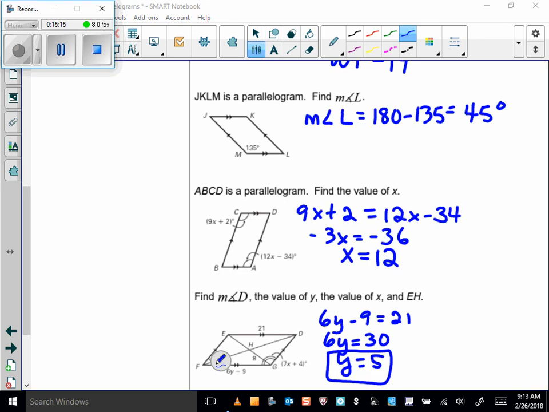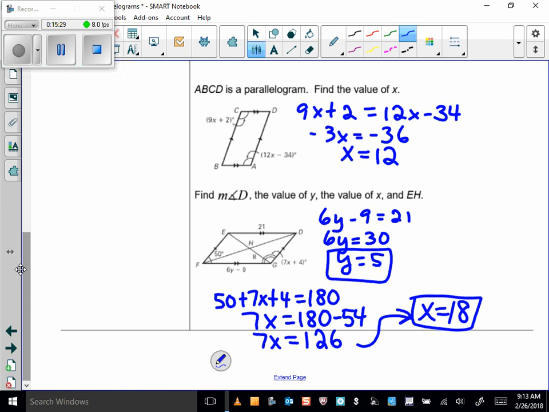All right, here are your answers for these three problems. Please check them, put a star by them or a question mark or something if you need to ask me about them tomorrow. For the first one, you get 45 degrees. Second one, you get x equals 12. And for the last one, you get y equals 5 and x equals 18.